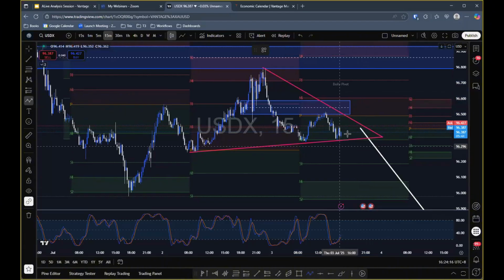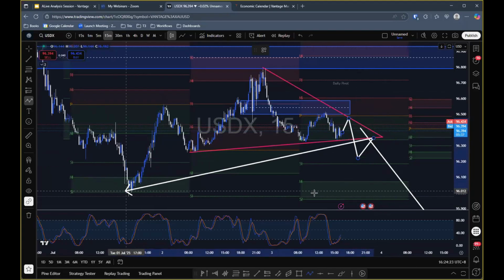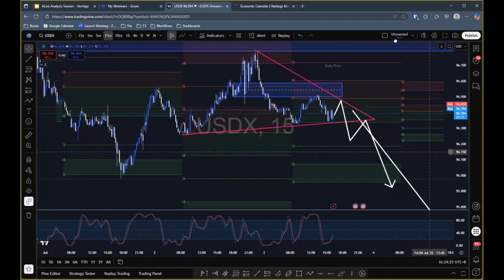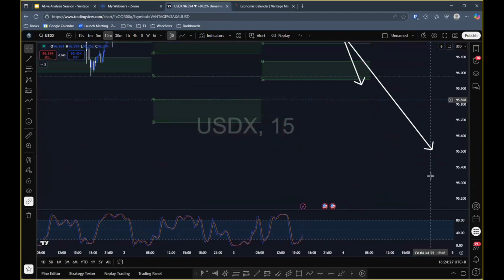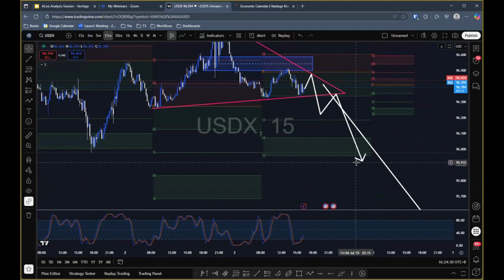All right. So ideally, we want to see a break below. Up first to this high, then down, down, and then break below this low. And then we'll be targeting the weekly M1, S2.